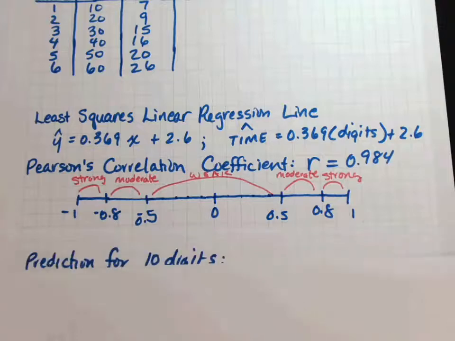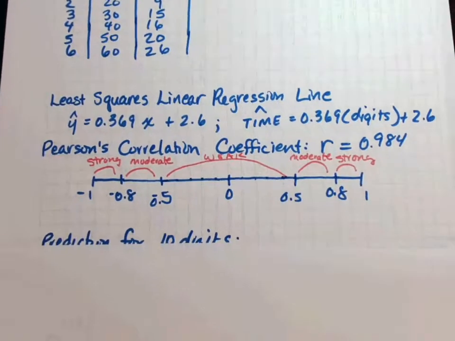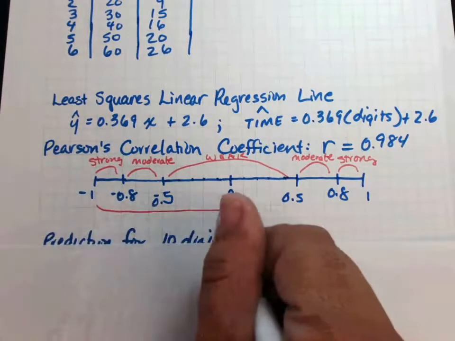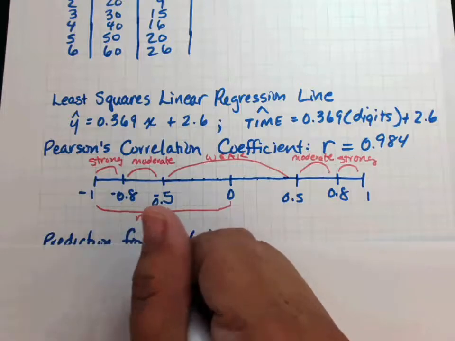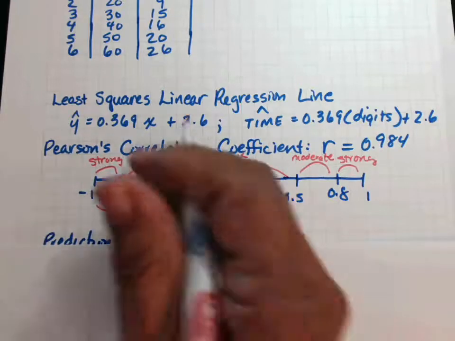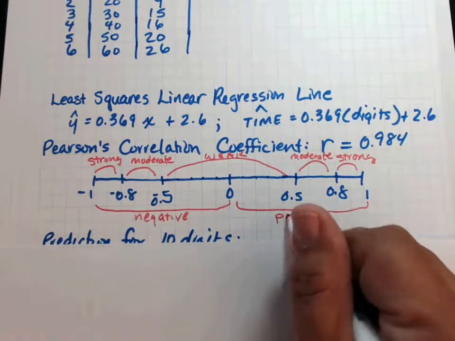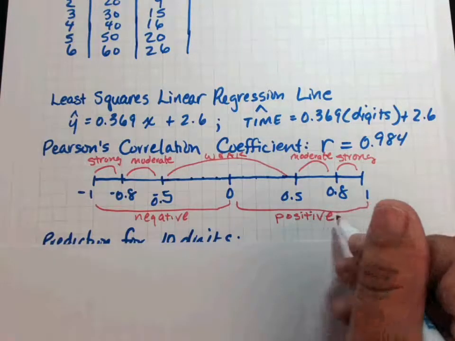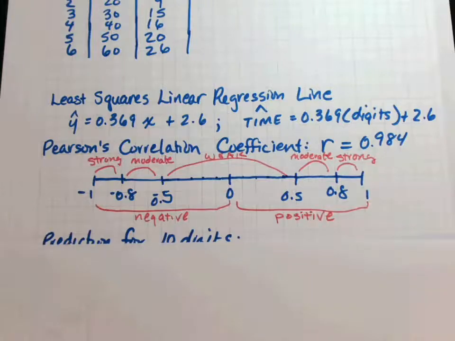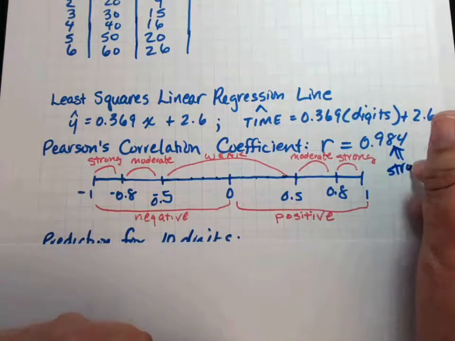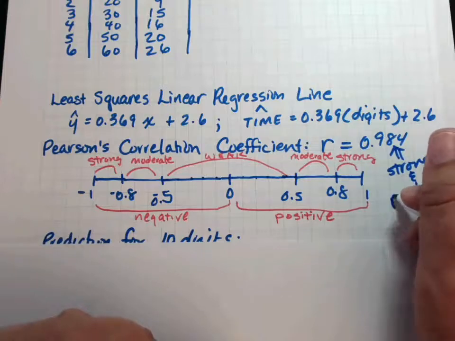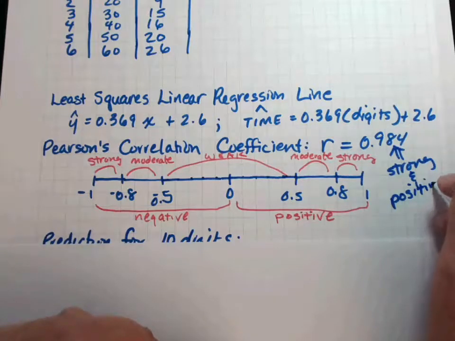Now the sign actually tells us the direction of the correlation. So all of this is negative, so it has a negative direction. That would be like a negative slope on your line. All of these will be positive. All right, just to remind you how the correlation coefficient looks. So it looks like we have a strong and positive correlation. So there's a positive direction.